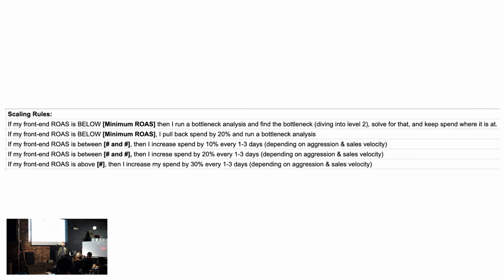So whenever we do that break-even sheet, this is what we'll sit down and do. So we'll say, if my front-end ROAS is below minimum ROAS in that sheet, then I run a bottleneck analysis to find the bottleneck. So we dive into level 2 metrics, which the whole presentation is about that basically. And solve for that, and then keep spend where it is. And then you have, if it's between X number and X number, then I increase spend by 10% every 1 to 3 days. If it's between X and X, increase 20% every 1 to 3 days. So you can make these rules to make scaling easy. That's the whole thing. That's what we want to do.